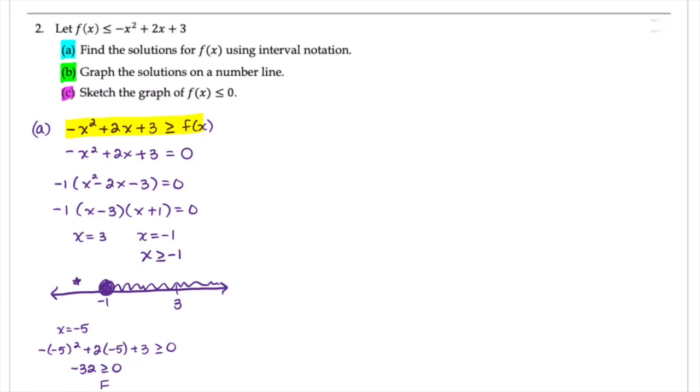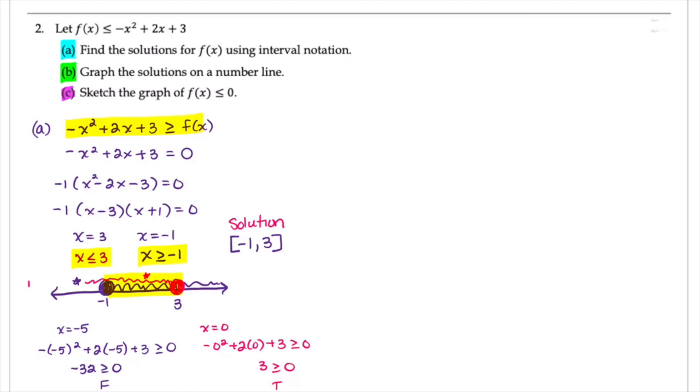All right, so let's test out what happens at 3. So I'll pick a number in here. I'll choose 0. And I get 3 is greater than or equal to 0, which is true, which means that my solution lies somewhere in there. My solution is the intersection, the double squiggle. And we want to represent our solution using interval notation. So I am going to say from -1 to 3, including those values.